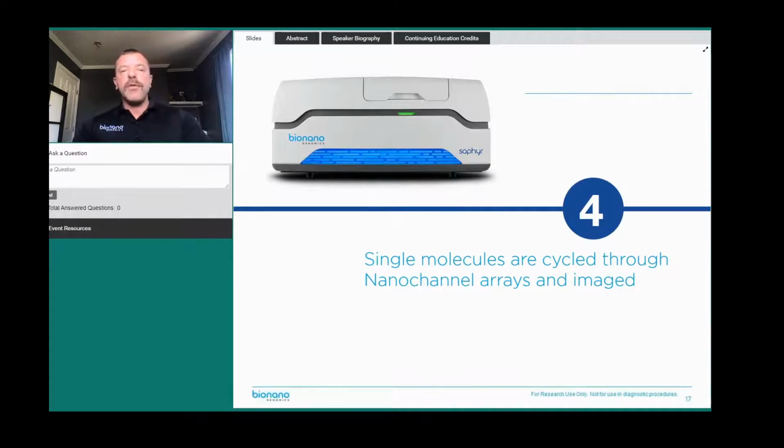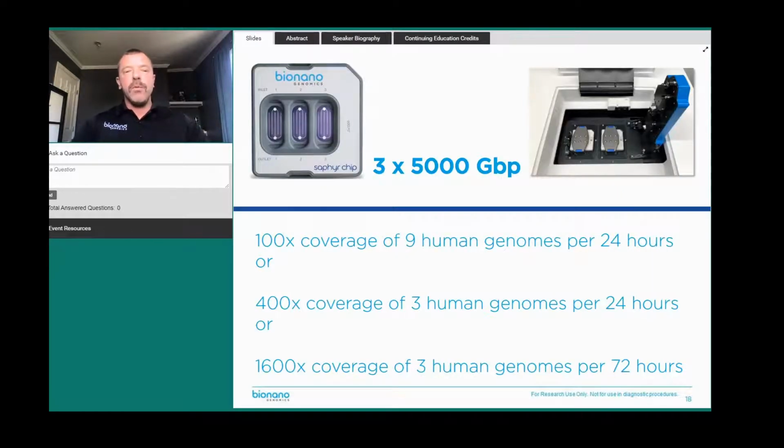Now, the instrument will cycle molecules into the nanochannels, image them, pull new molecules in, image them, and do that over and over and over again. And with that, we can collect 100x coverage of 9 human genomes per day. Or you can simply run these chips longer and collect as much as 400x and 3 samples per day. Or now we're even allowing you to collect as much as 1600x coverage. That run can take anywhere between 2 and 4 days for 3 samples. So you can collect a massive amount of data, and I'll tell you in a minute why you would want to do that.